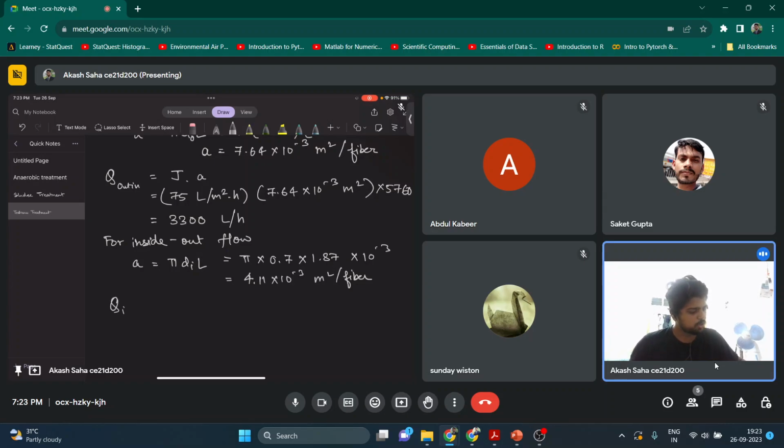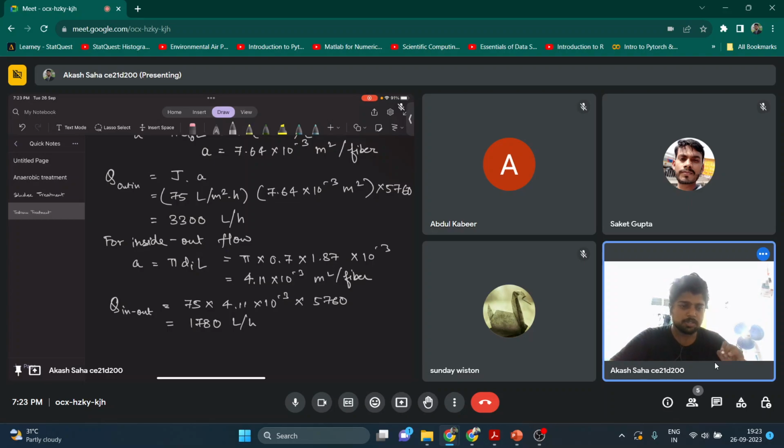So my Q for inside out will be again flux into my area, 4.11 into 10 to the minus 3, into the number of fibers 5760. So it will be around 1780 liter per hour. So you can see by just changing my configuration from outside in to inside out, my flow rate is becoming almost half.